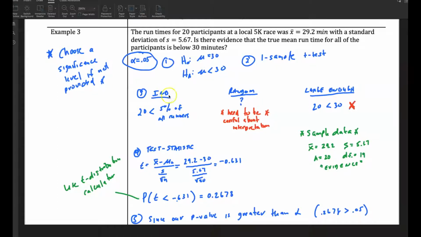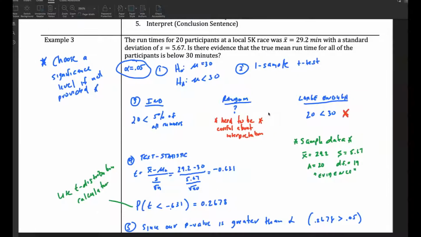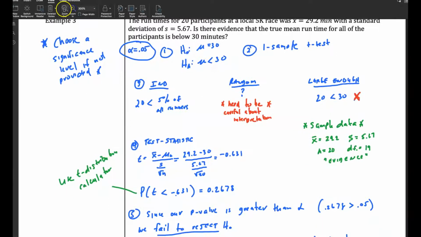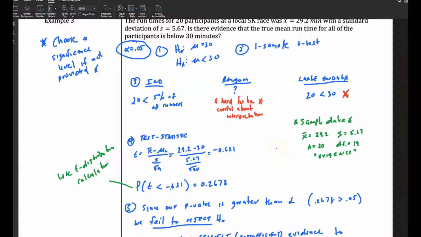We have to check the requirements. Is it independent, the samples? 20 would be less than 5% of all runners. Is it a random sample? We don't know 100%. I'm not sure. Anytime we're not sure that we're meeting the requirements, we can still do the calculations. We just have to be careful with our interpretation.